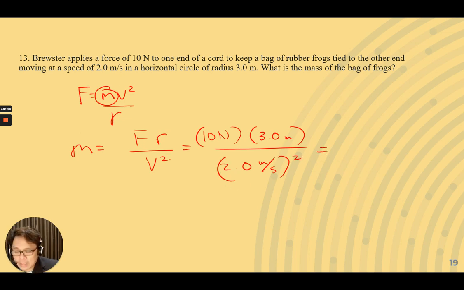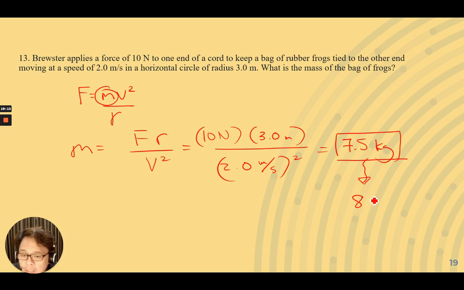Okay, so what do we get? 10 times 3 is 30 divided by 4. So you get 7.5 and the unit in MKS would be in kilograms. Okay. But according to the number of significant figures, it should be 1 SF, so 8 lang. 8 kilograms. Kasi ito 1 SF yung 10.